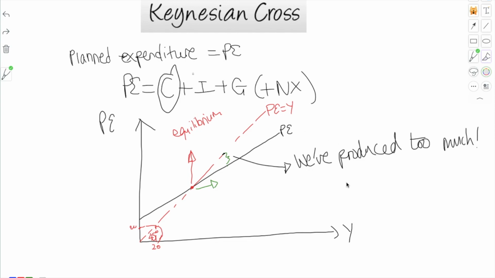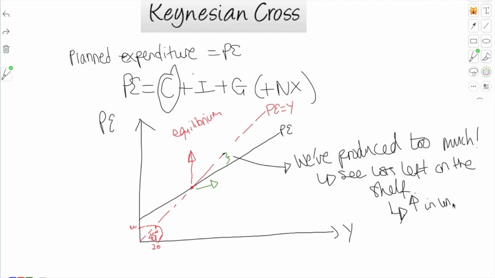Okay, and how would we know that we've produced too much? Well, if you think about you being a shop owner, maybe it's a shop just full of stuff that you've made, you'd potentially see lots left on the shelf. And that signals to you, oh, hang on a minute, I've produced too much. And if we produce too much and it doesn't sell, what does that do? Well, it means that we see an increase in unplanned inventories.